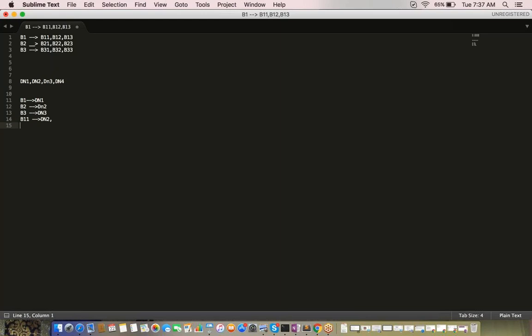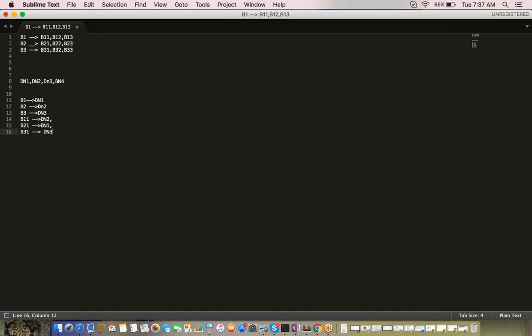And b21 may go to dn1, b31 may go to dn4. It depends on the cluster availability and on the block replacement policy; it will go and store there. It will not always go in this manner. I'm just giving an example, making sure that the replicated blocks of the same block will not go into the same machine. That's what I'm trying to show here.